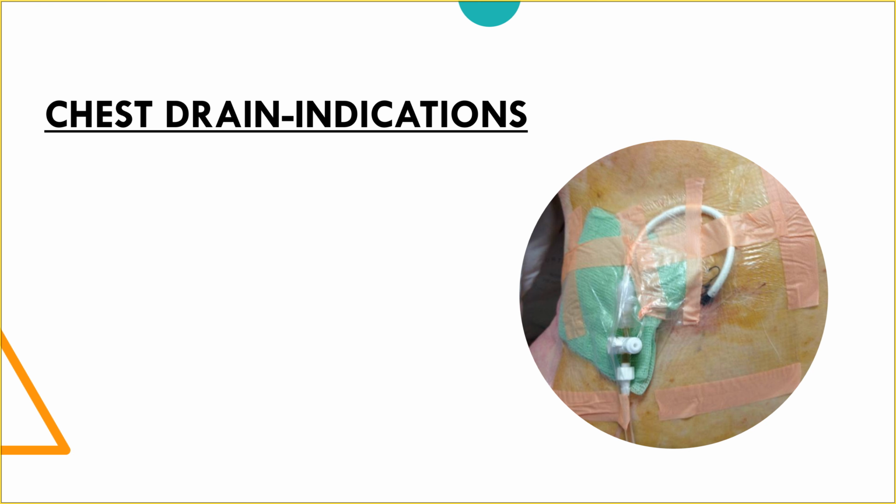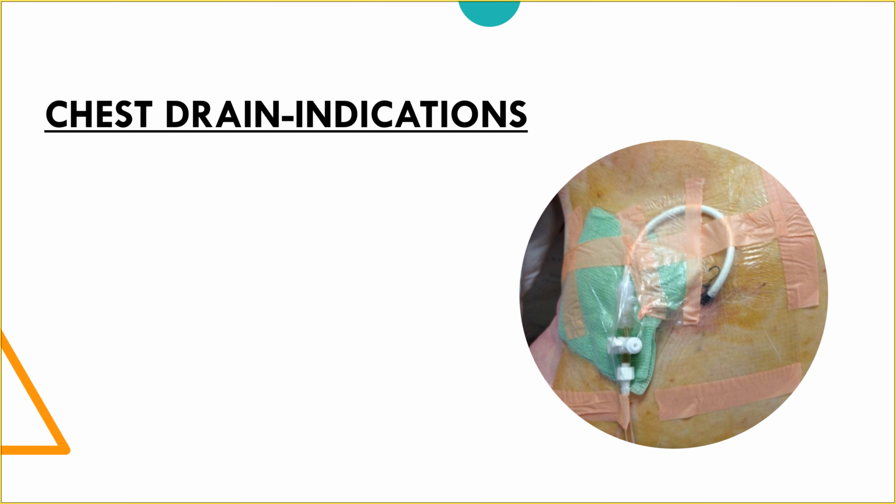And the chest drains. What are the indications to put a chest drain in a patient? So, for the chest drain, we usually put it if the pH is less than 7.2, if we tap the pleural effusion and find out it is purulent, or if there are organisms growing in it. Those are the three main indications.